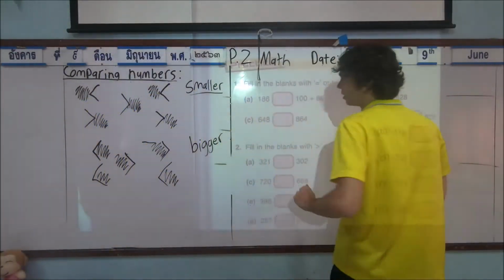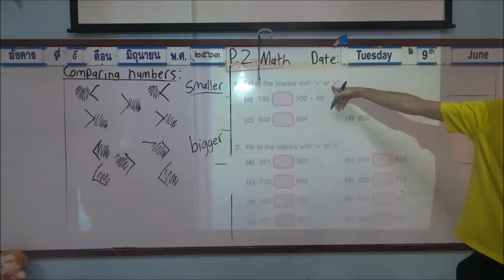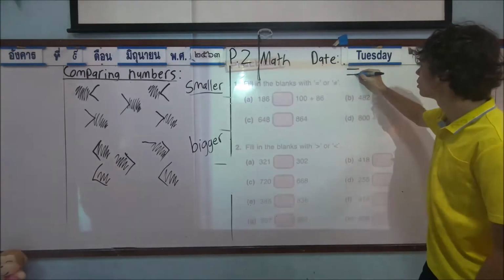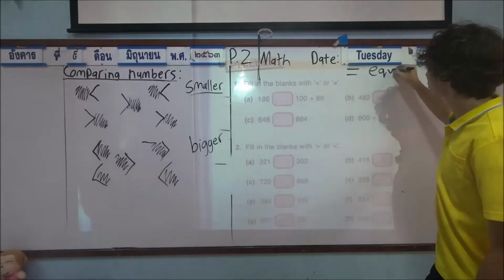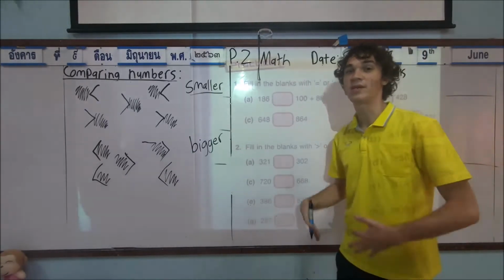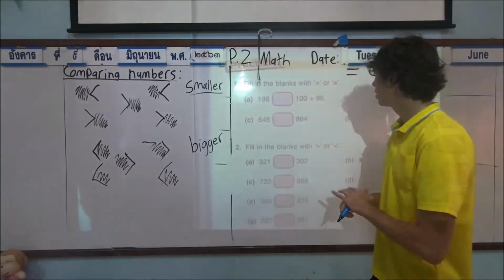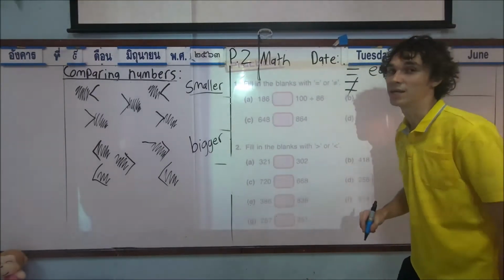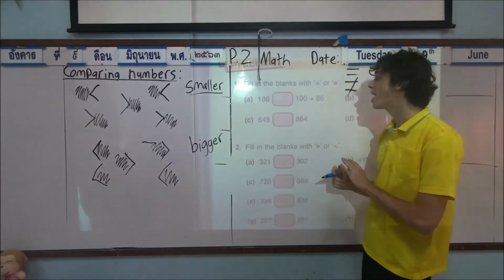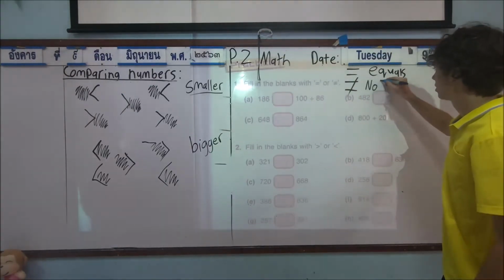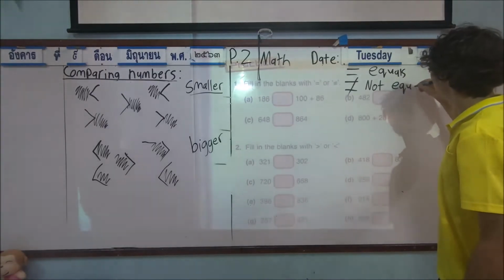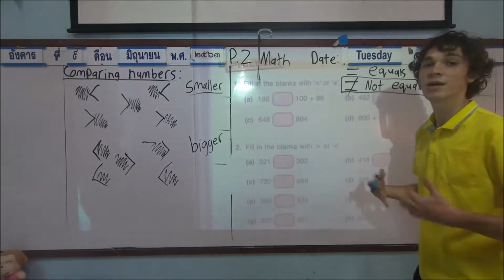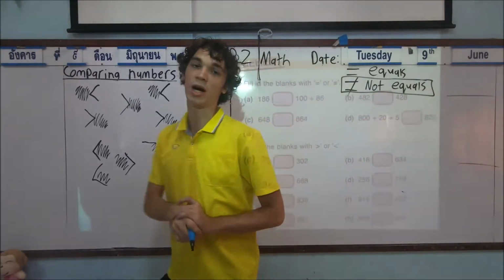Okay, part 1. We have one more symbol that I forgot to tell you about. We have equals, which means they are the same, and we have this one, equals with a line. That means it is not equals. Not equals. It is not the same, right?